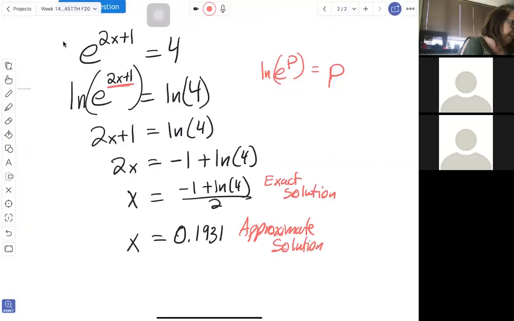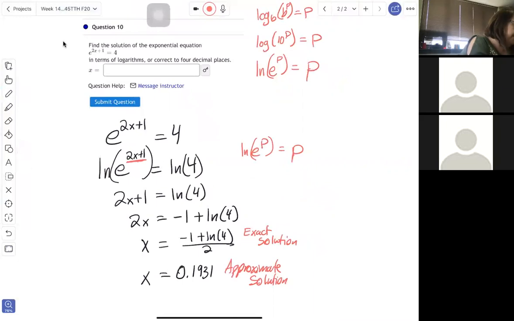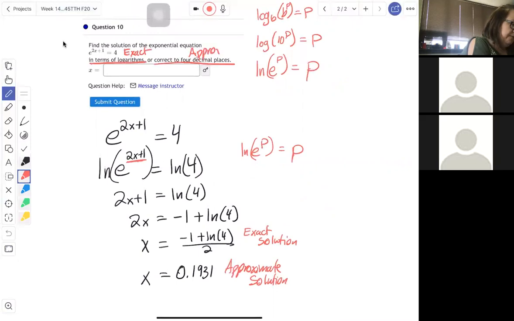So if we go back up here, it says in terms of logarithms, find the solution in terms of logarithms. That means the exact solution, or correct to 4 decimal places. That means the approximate. So you can type in either. It will be much easier to type in the approximate solution. So that's a good reason to find the approximate solution.